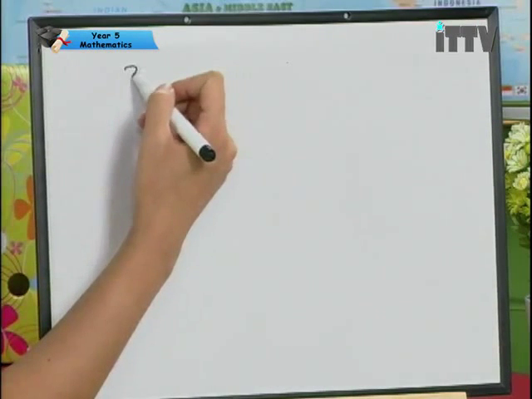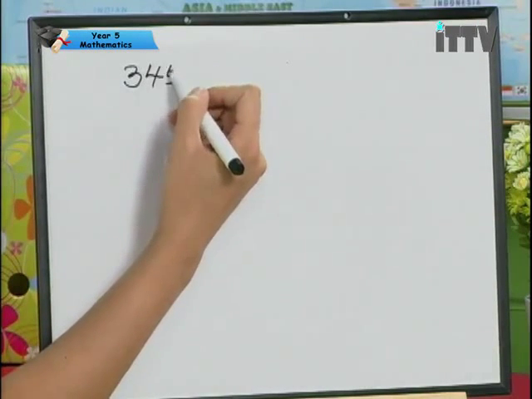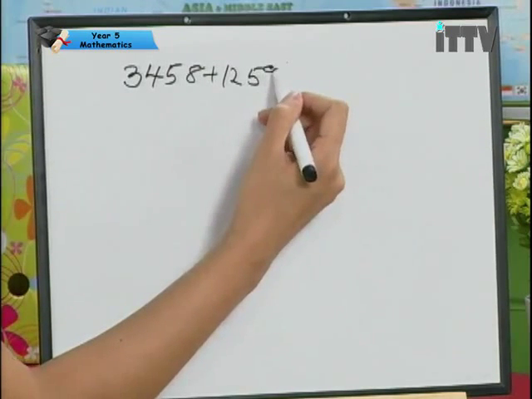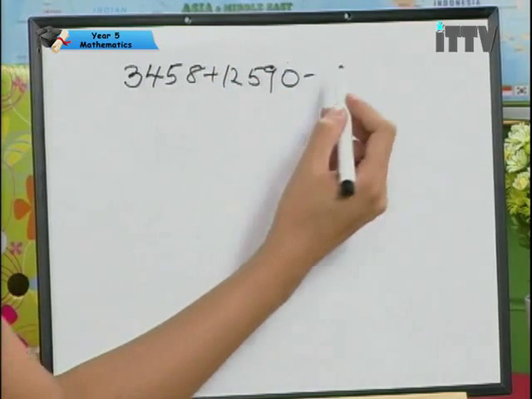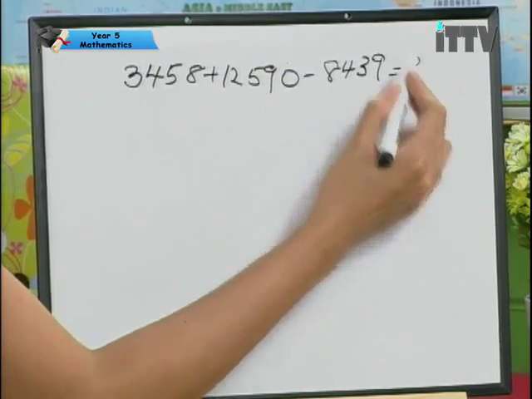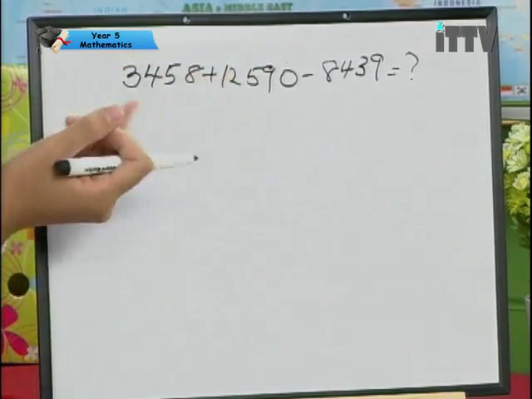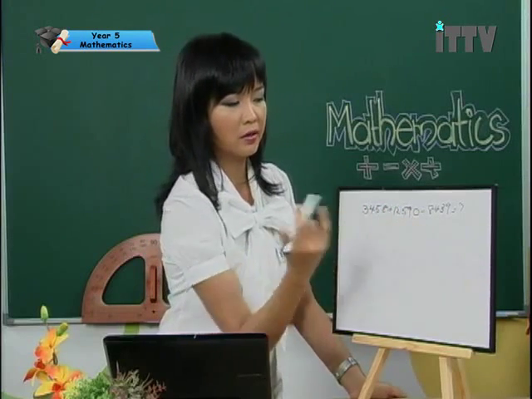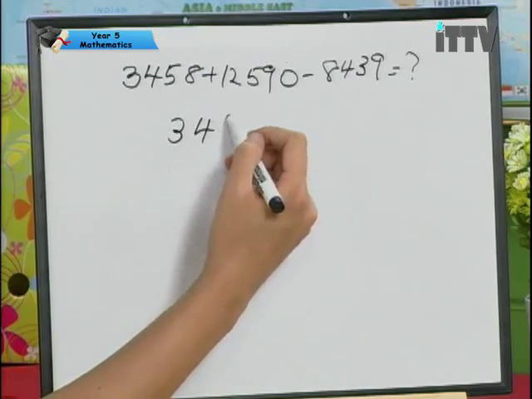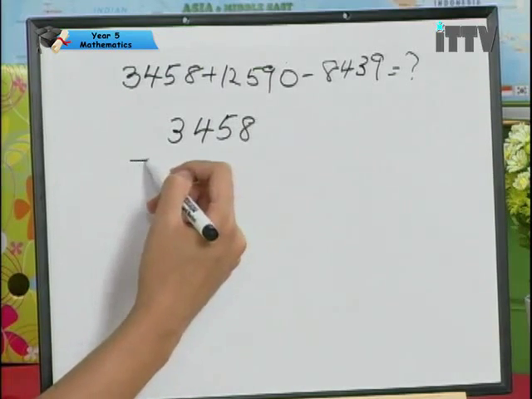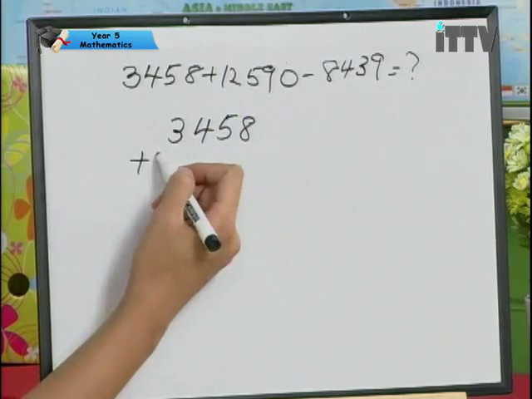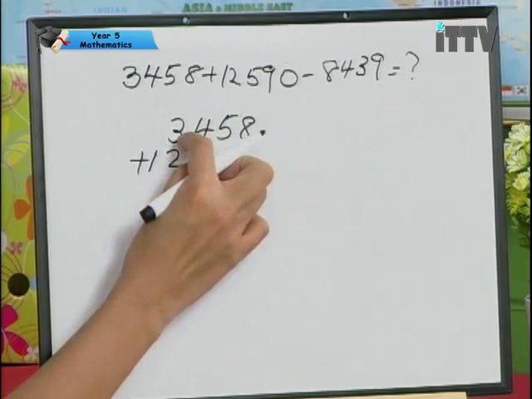So the question gives us 3,458 plus 12,590 minus 8,439. And what is it? Now, just proceed to solve from left to right. So I'm going to add it together. 3,458 plus, what is this? 12,000. Okay, so 1 and 2. Okay, thousands together.